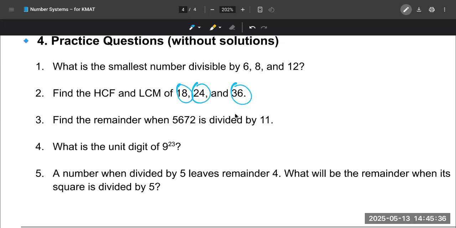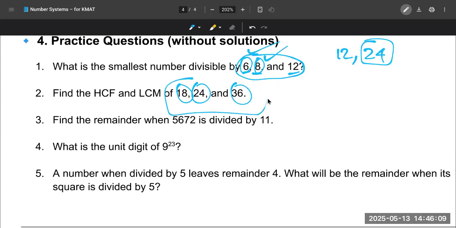Yeah, we can find it using the trial and error method. So we have 18, 24 and 36. The largest number is 36. Here also we could have gone with that. So 6, 8 and 12: the largest number is 12. The next multiple of 12 is 24, and 24 was a multiple of both 8 and 6.